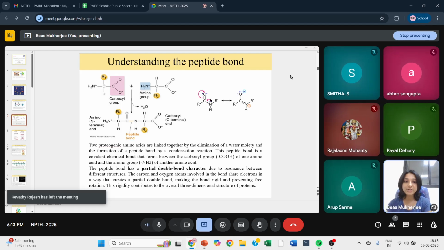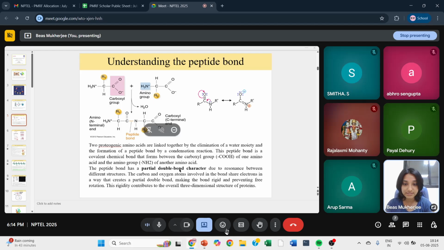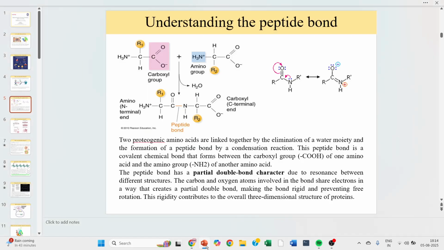The carbon and oxygen atoms involved in the bond share electrons in a way that creates a partial double bond, making the bond more rigid. So the peptide bond is relatively shorter compared to a normal C-N bond, and it is also more rigid and prevents free rotation. This rigidity contributes to the overall three-dimensional structure of proteins. Okay, now we move on.